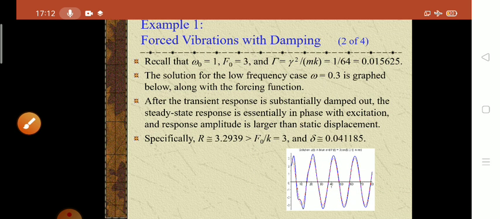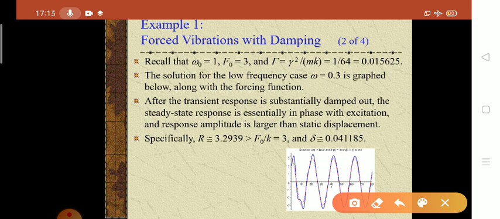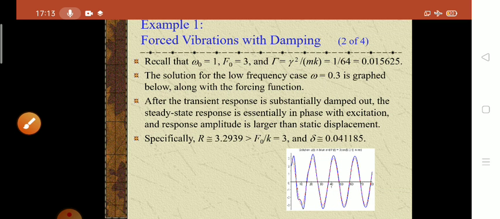So after the transient response is substantially damped out, the steady state response is essentially in phase with excitation, and this response amplitude is larger than the static displacement, right? Specifically we can find the value of R is equal to 3.2939 which is greater than F0 upon k is 3, right? And the value of delta is equal to 0.041181. Now this is case 1.